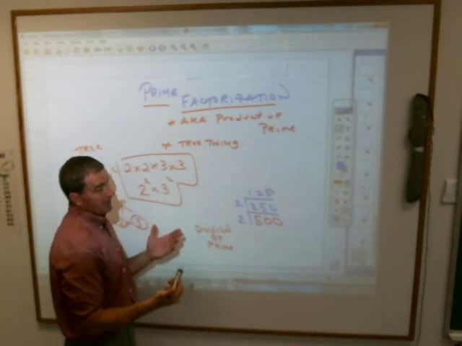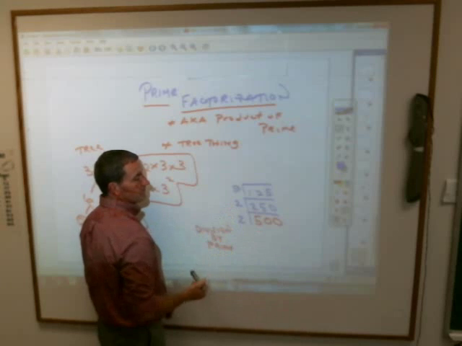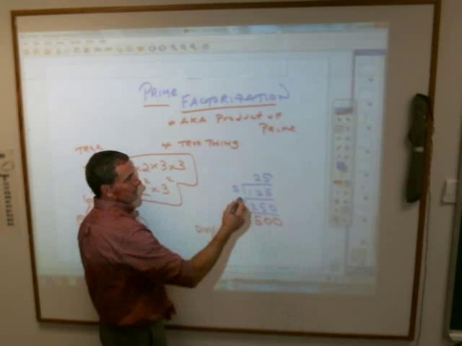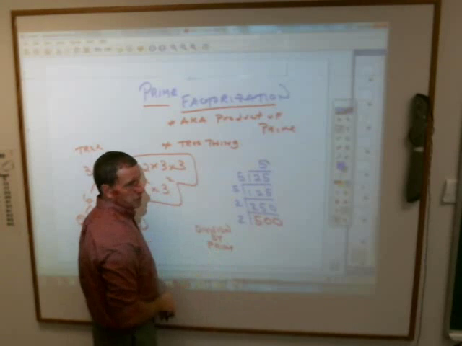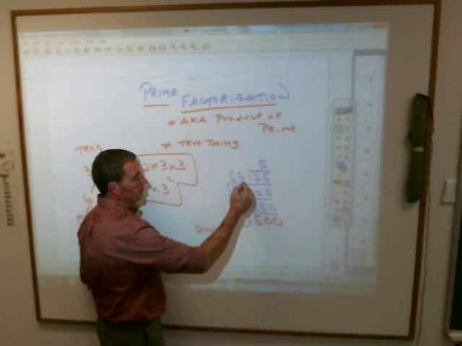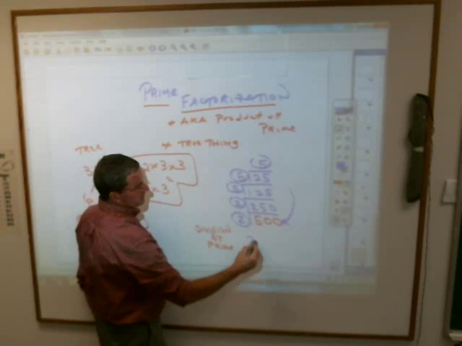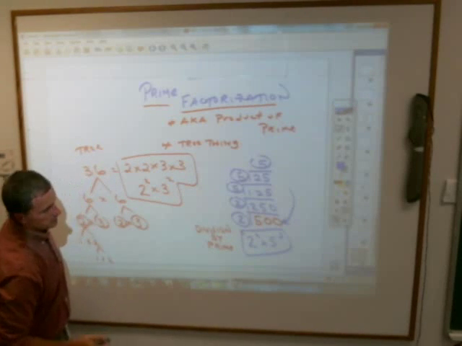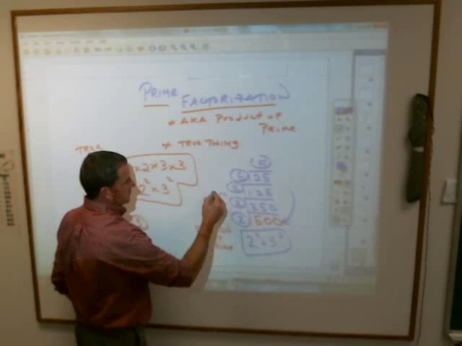Now 125 can't be divided in half because it's not even, so you think about your rules of divisibility. 5 goes into it because it ends with a 5. How many times does 5 go into 125? 25 times. 25 can be divided by 5 again. And once you get to a prime number at the top of your division, you can stop. And these are all of your prime numbers that when you multiply together will give you 500. Certainly you could write it as 2 to the second power times 5 to the third power. That'll give you 500. This is the tree thing. This is division by primes.